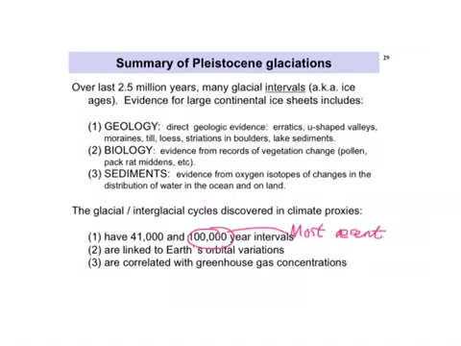And as we'll learn in the next lecture, these are linked to Earth's orbital variations. This is really the driving mechanism for shifting into and out of these glacial intervals. And as you might expect, they're also correlated with greenhouse gas concentrations, which go up during the interglacials and down during the glacials.